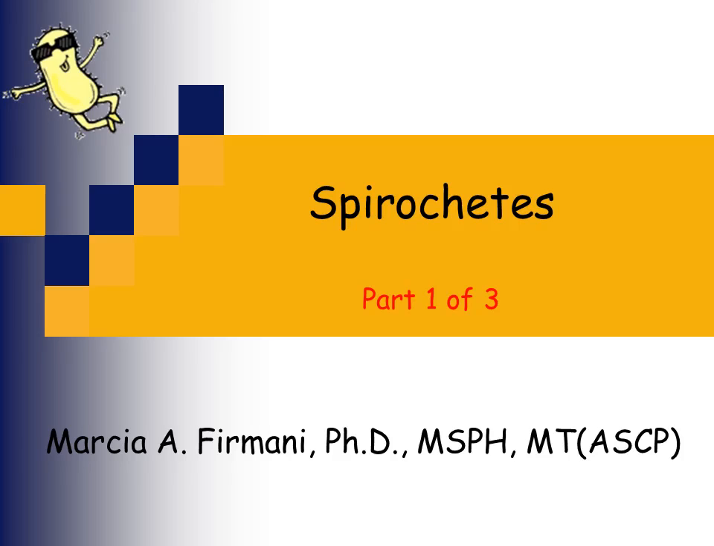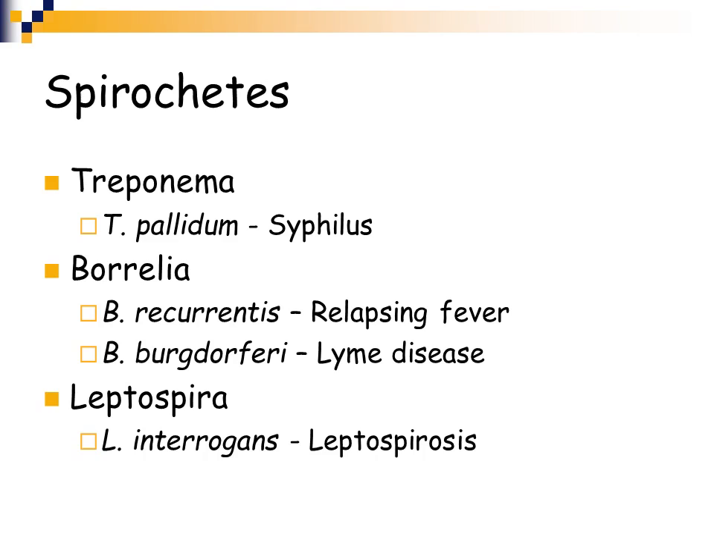This is our spirochete lecture, and this lecture has been broken down into 3 different parts. So the spirochetes include 3 different genera. They are Treponema, Borrelia, and Leptospira.